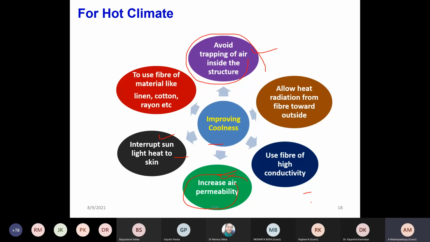And to use fiber materials like linen, cotton and rayon, this sort of fiber can be used for hot climate. But again, as I'm mentioning, if a person is taking rest, the thing is different. If a person is under sports activity, you are having more challenges to make.